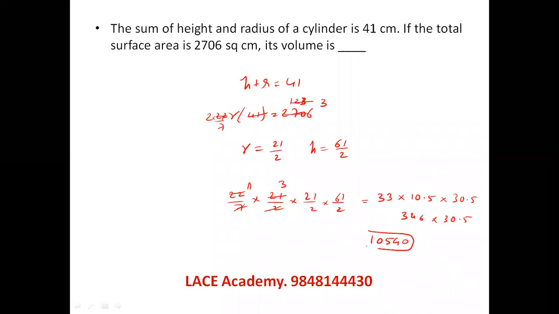Take the answer which is very near to this, and you will be getting the answer. The question actually asked is which of the options the volume is very nearest to. So take the best option which is near to 10,540. Let's see the next question.